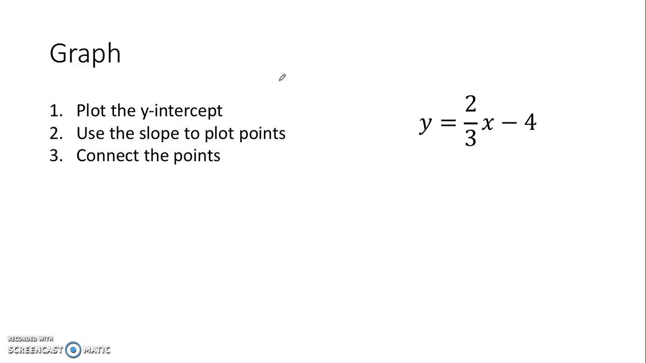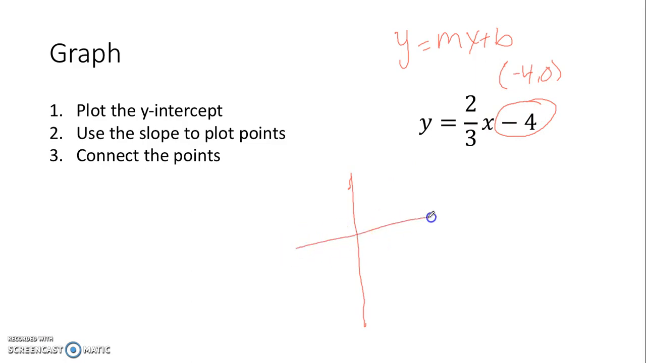If we were to graph this equation, the first thing that we're going to do is plot the y-intercept. So y equals 2/3 x minus 4. Looking at y equals mx plus b as our example, our y-intercept is -4. You can think of it this way: if it's our y-intercept, that means that the x is going to be 0. So think of it as 0, -4, this point right here. So when we graph this, 1, 2, 3, 4, the y-intercept is right there.